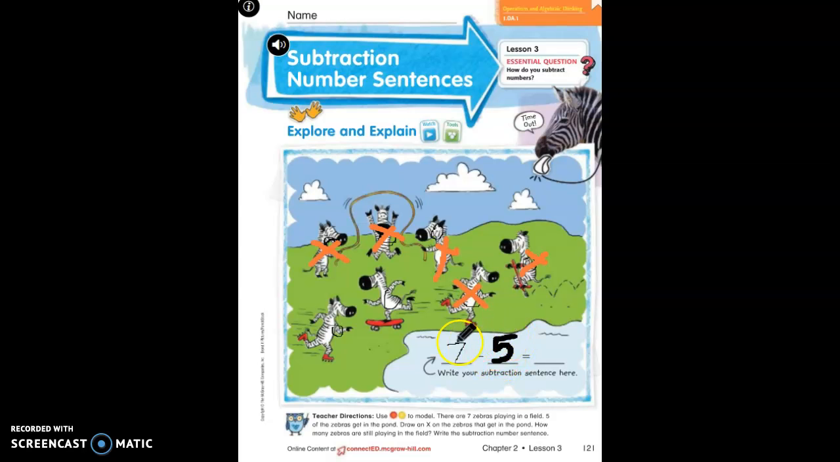7, take away 5. Now I'm going to make my 7 nicer now that my bold marker is looking better. Okay, 7, take away 5. And how many zebras are left? 2. So go ahead and write that on your page. All right, we're going to be ready to change our page.